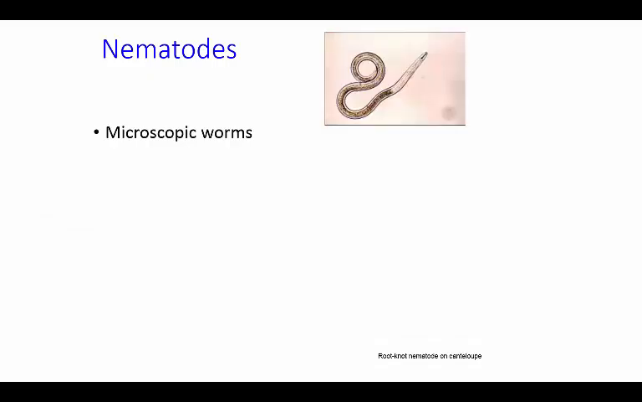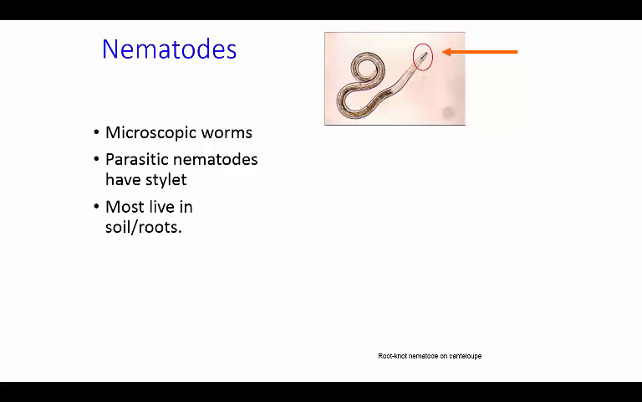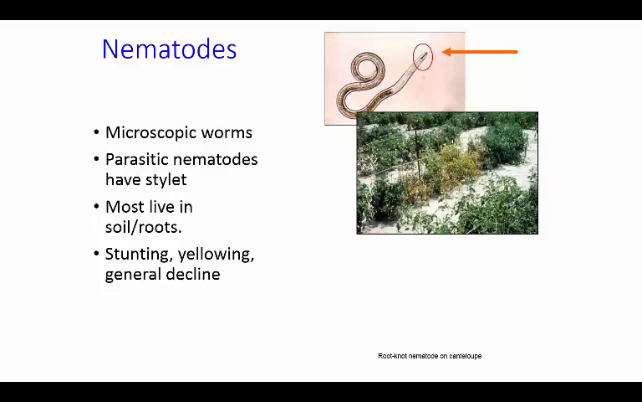Nematodes are microscopic worms. There are many beneficial nematodes, but the plant parasitic ones all have a needle-like mouth part called a stylet, like you see in this photo here. The nematode uses that stylet to puncture into plant cells and draw out the nutrients. Most plant parasitic nematodes live in the soil and they attack the roots, and the root damage causes stunting and yellowing and a general decline. That's what you would see above ground, and it's often in clumps of plants, like aggregate clumps.